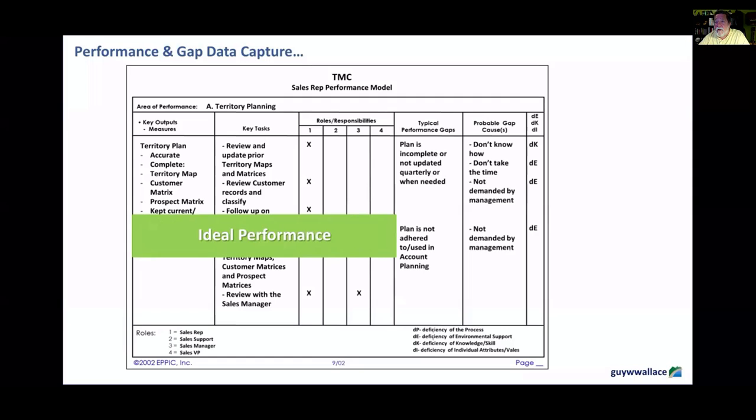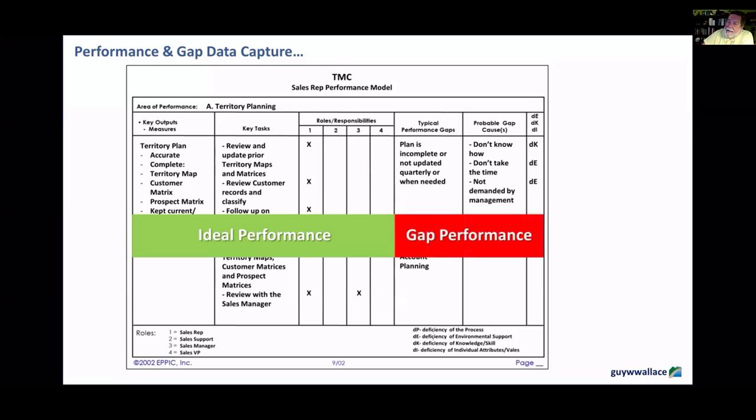Then we can look at, if that's ideal, what's real? What are their current state gaps? And so that's what we came up with. Well, the plan is incomplete or not updated quarterly or when needed. Some of the reasons for that was they don't know how. Deficiency of knowledge. They don't take the time. Maybe they don't have the time to do it. So that's a deficiency of the environment. Oh, it's not even demanded by their managers. Well, that's a different type of deficiency of the environment. So this is very eye-opening to my clients because they realize that training wasn't going to fix everything, because why train people if the managers aren't even going to ask for it? Only the people back at headquarters wanted that. So that was the gap performance.